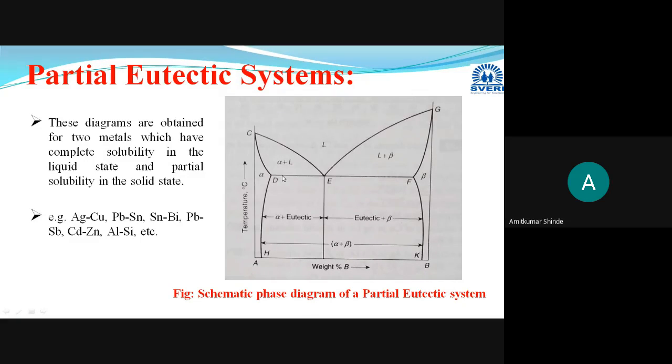Now, what is the meaning of this alpha and what is the meaning of this beta, and what will these two inclined lines indicate? This horizontal line DEF shows the point at which eutectic transformation is occurring. This is the eutectic transformation line, DEF. Eutectic transformation will occur at this line. Now, what is the meaning of alpha?